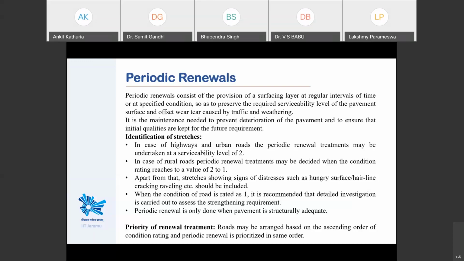One last line I've written here is that roads may be arranged. So the practitioners or the engineers working in the road sector should understand that roads may be arranged based on the ascending order of condition rating, and periodic renewal may be prioritized in the same order. So this is one important point.